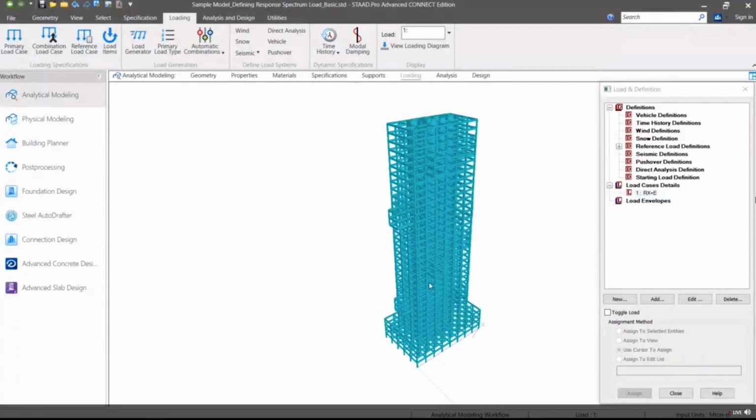Base shear value for static load case is 6441 metric ton, and for response spectral load in X, it is 1745. So the ratio is around 3.6. For Z direction, the base shear is 1569 and ratio is 4.1.